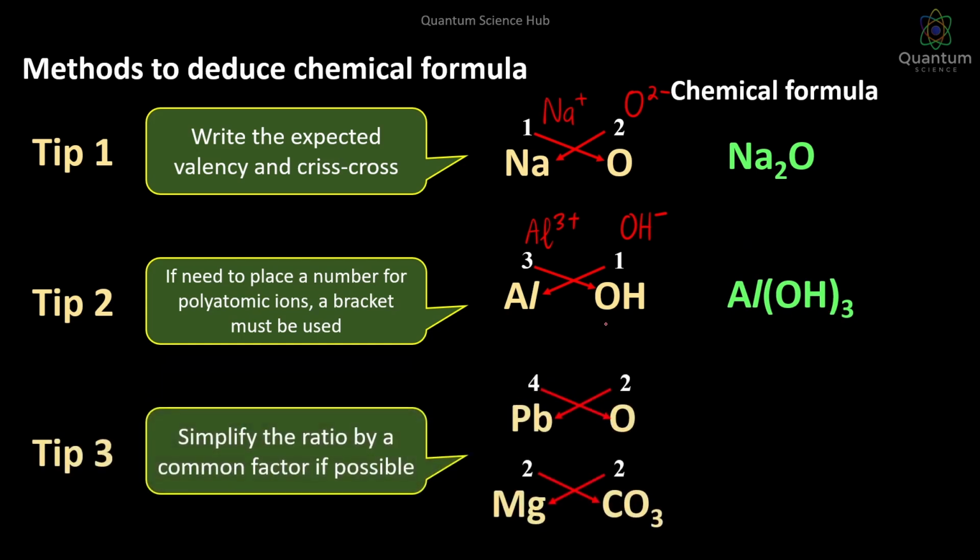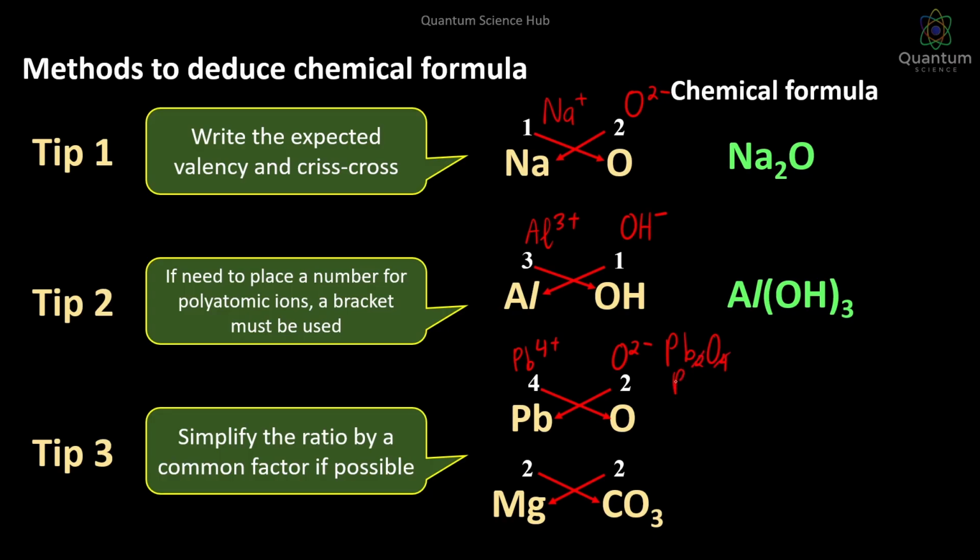Next, simplify the ratio by a common factor if possible. So this is Pb4 positive and this is O2 minus. So when they make a bond, they will become Pb2O4. And then you simplify them because both of them can be divided by 2.